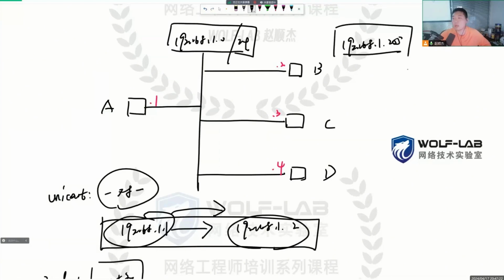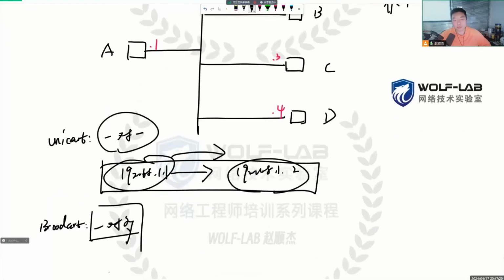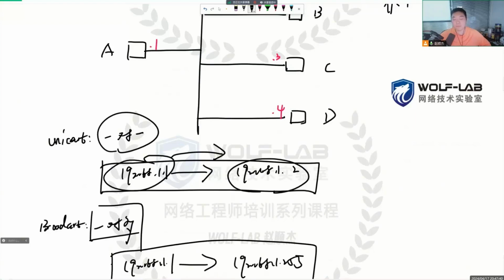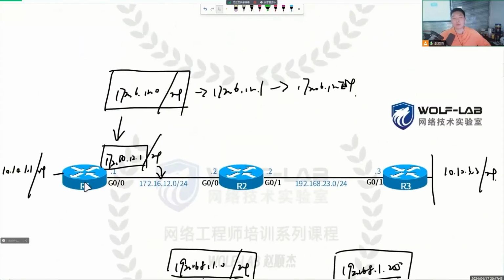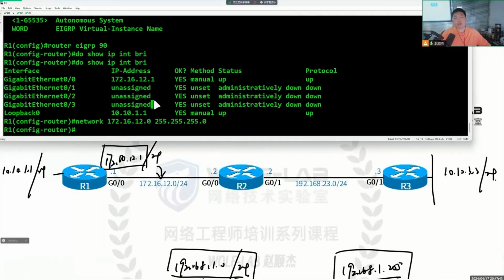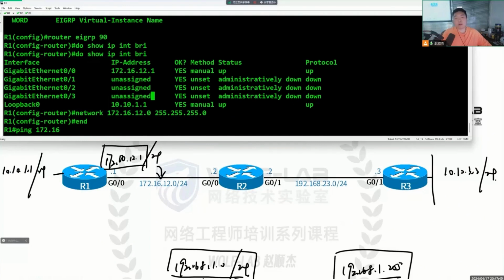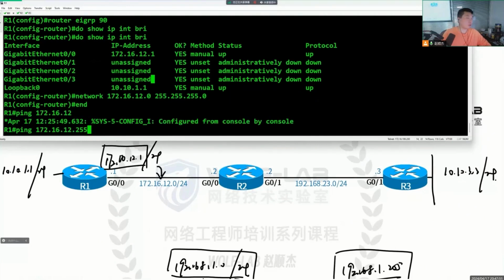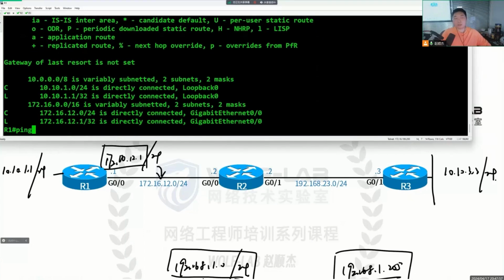When host A, 192.168.1.1, sends a message to 192.168.1.255, for example, according to this diagram R1 wants to visit 172.16.12.255. For each destination address, look at what? Look at the routing table. Access the destination address, ping 172.16.12.255. Okay, is there a route that can match the destination address? There is a direct route.